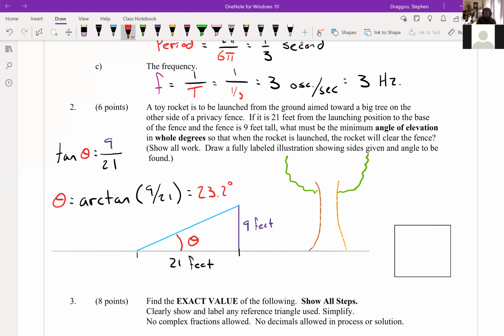Now, this problem in particular had some interesting wording to it. Namely, we wanted the minimum angle in whole degrees that gets over the fence. So just because of the wording of the problem, we want to round this thing up regardless of the decimal that comes after. So even though the closest whole angle is 23 degrees, if we round down, we're definitely going to hit the fence. So we have to round up and call it 24 degrees.